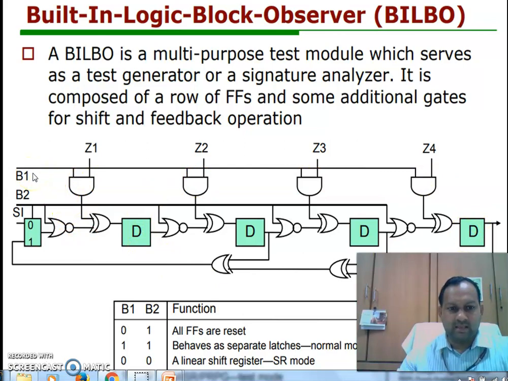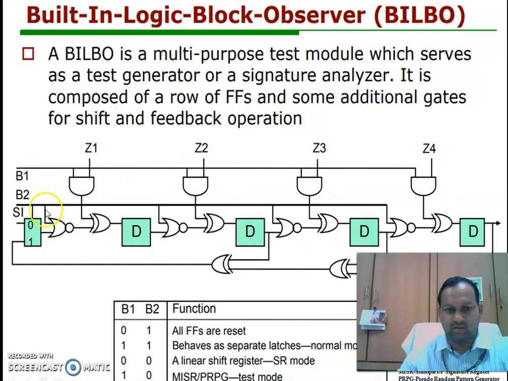When B1 equals 0 and B2 equals 0, it goes to the shift register mode of operation. Next, we apply B1 equals 1 and B2 equals 0, and the circuit goes to the test mode of operation.